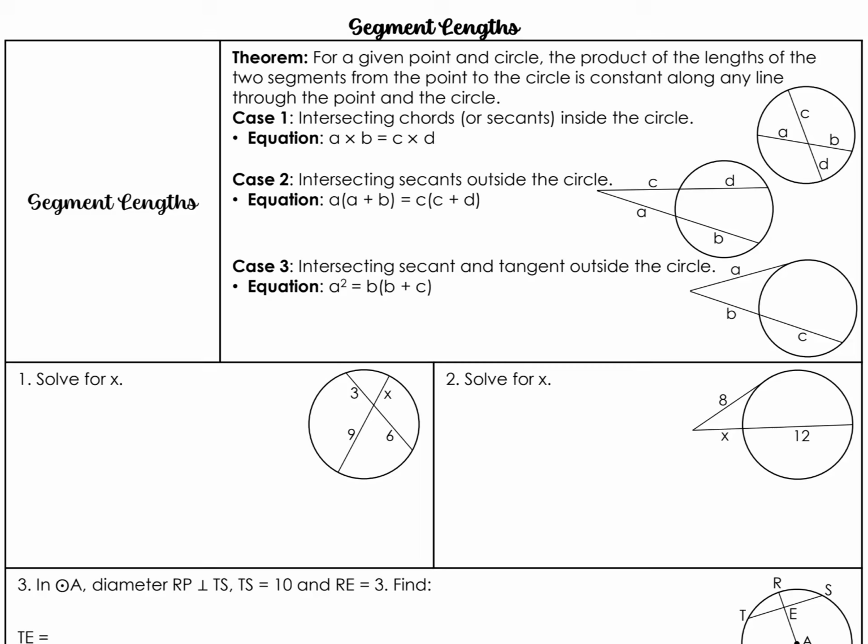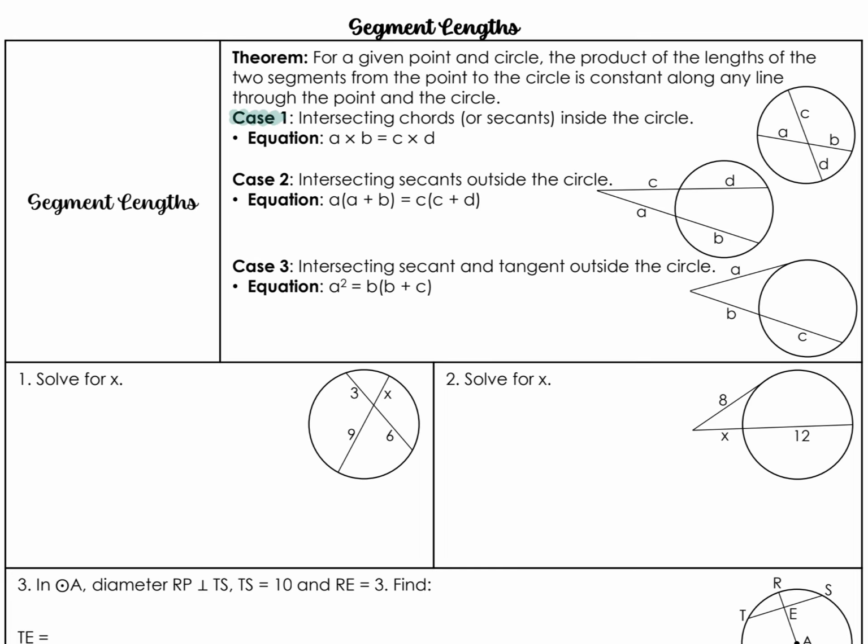In this video, we're going to go over segment lengths. So we have a theorem starting off. For a given point and circle, the product of the lengths of the two segments from the point to the circle is constant along any line through the point and the circle. So we have three cases here.